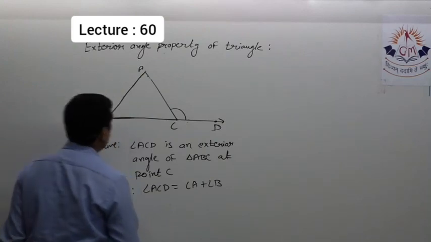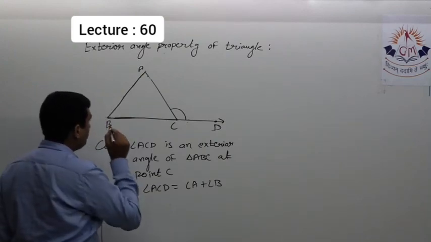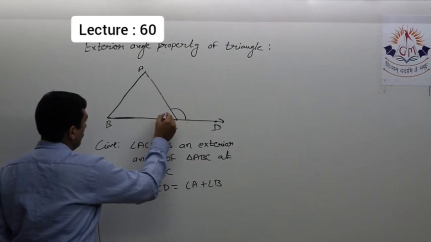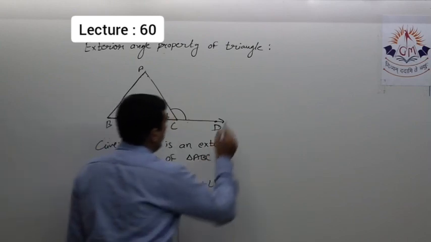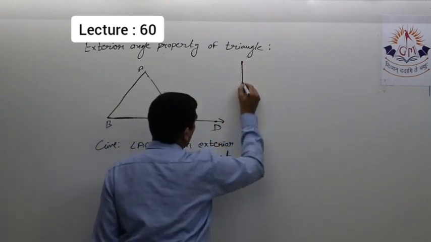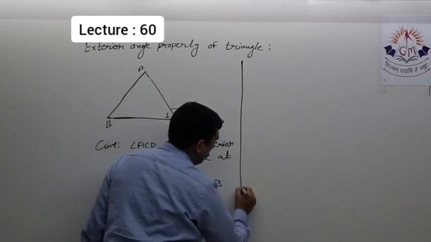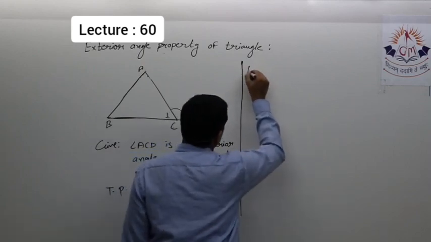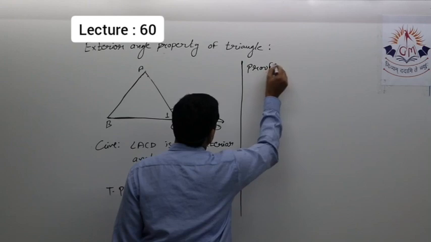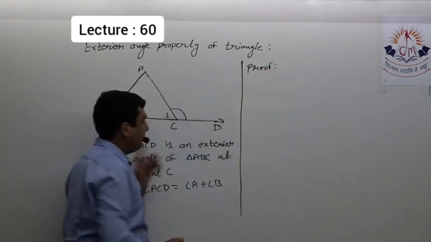Now, let this be angle 1 for a while. So now let us see its proof. Construction is not required over here. It is possible to prove without construction. So proof, it's very easy actually. See, BCD is a line.